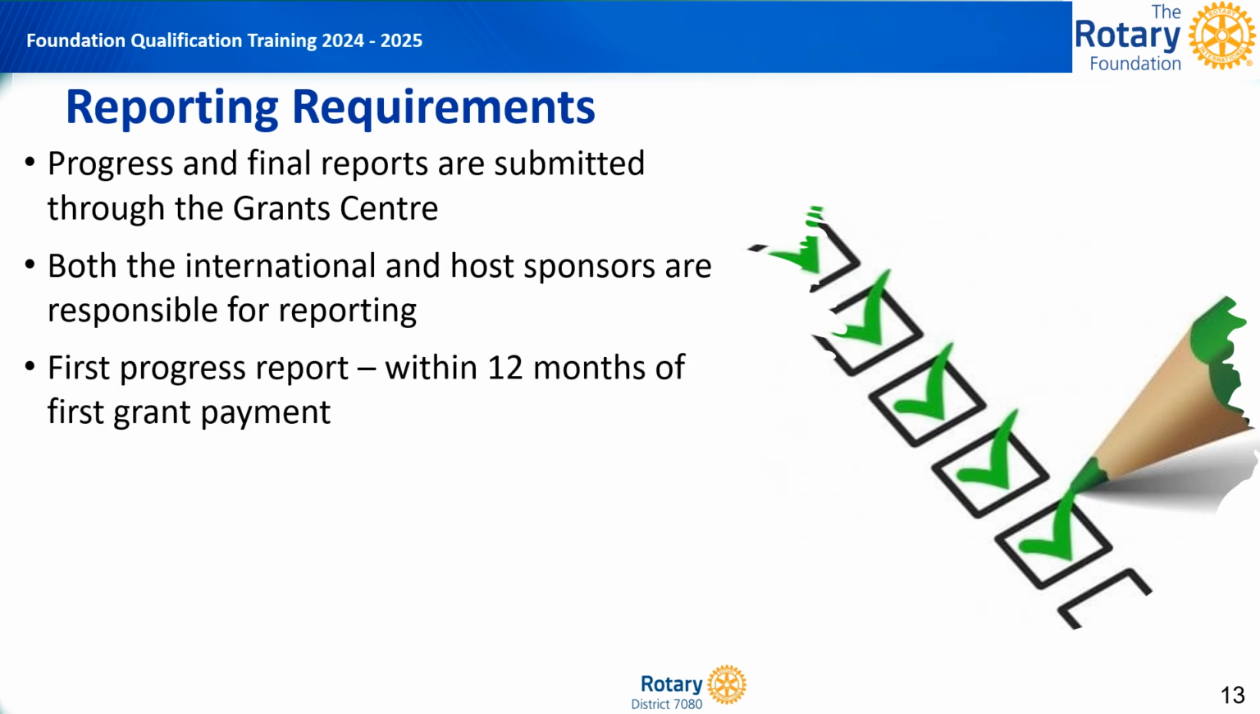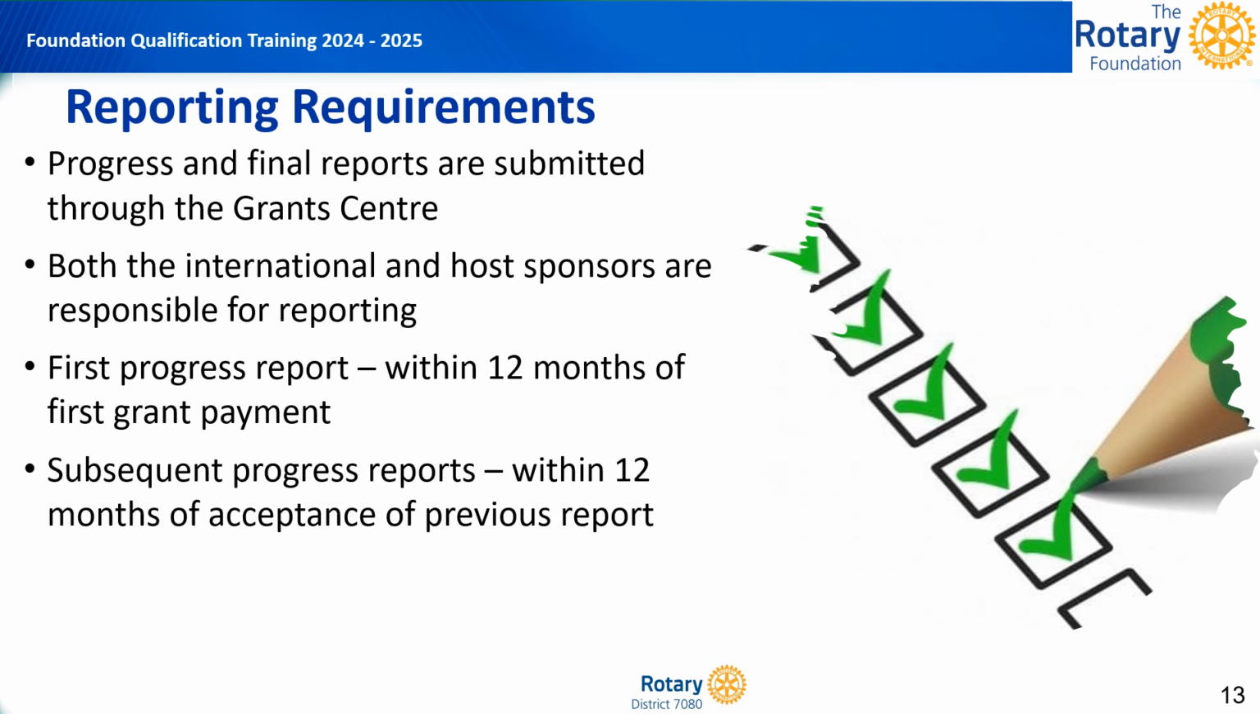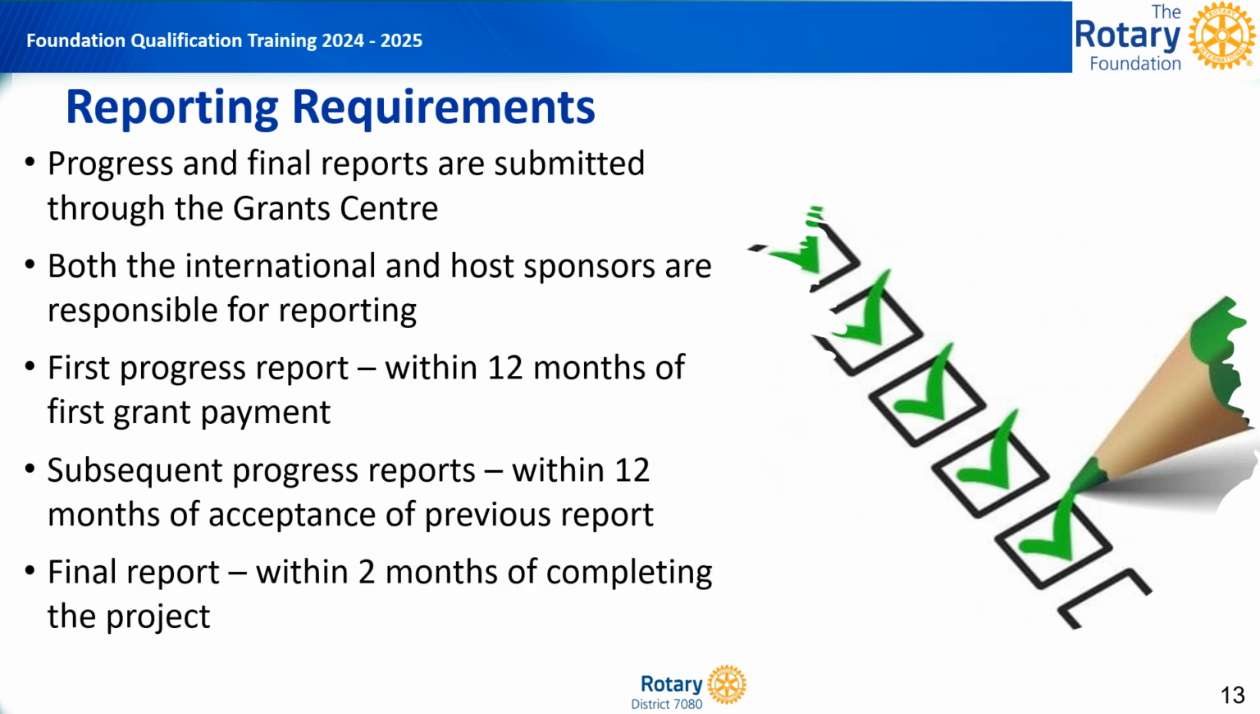The first progress report needs to be submitted within 12 months of receiving the first grant payment. After that, progress reports are due within 12 months of the acceptance date of the previous report. Final reports need to be submitted within 2 months of completing the project.